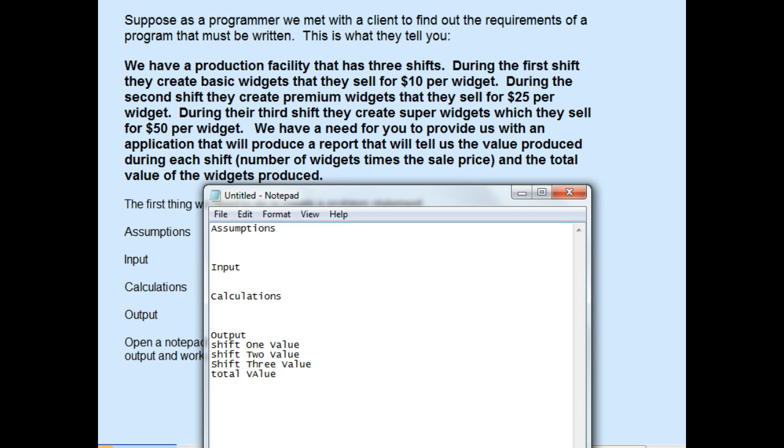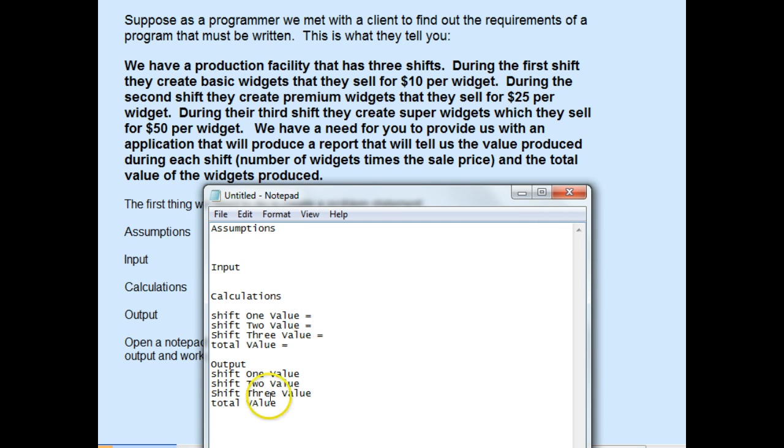All right, so the next thing we have to do is figure out where we are going to get these things from. We can't ask them what the value of the first shift is, because all they know is how many widgets they have produced. So we have to do math for each one of these four. So I'm just going to copy these and then paste them into the calculations section, because I have to figure out what calculations I need to do. And once we do that, because it's not very hard math, we're good to go.